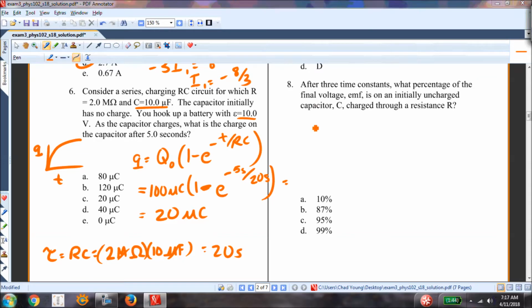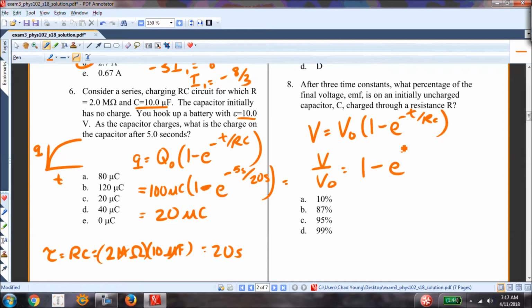So this is a charging capacitor, and on a charging capacitor, V is equal to V naught times 1 minus e to the minus t over RC. And I want to know what is the percentage. That is, what is V over V naught? So that's going to be equal to 1 minus e to the minus. And here I'm looking for 3 time constants. So that means that t is equal to 3 times tau. So I'm looking at 3 tau divided by tau, or just e to the minus 3.